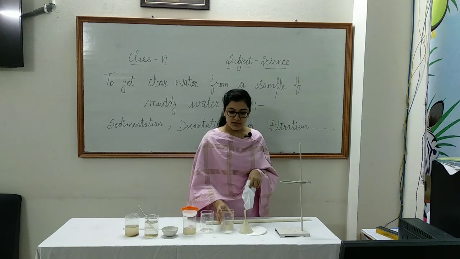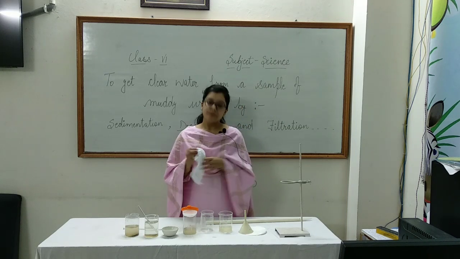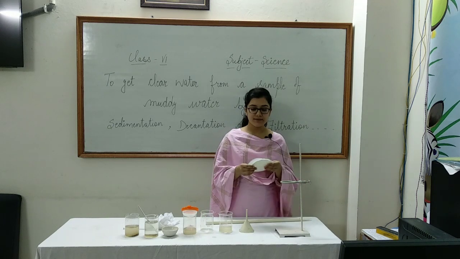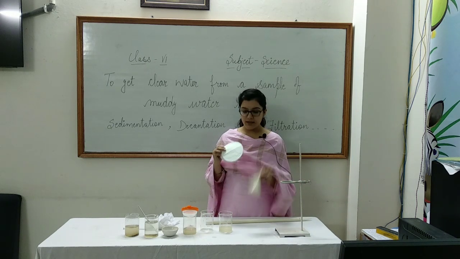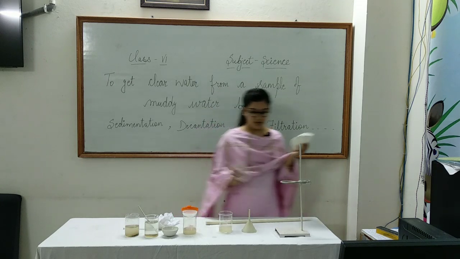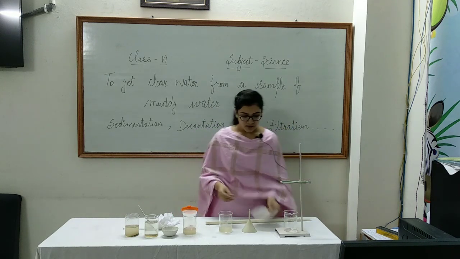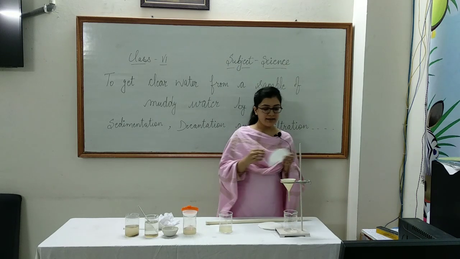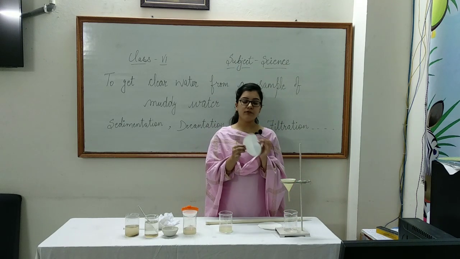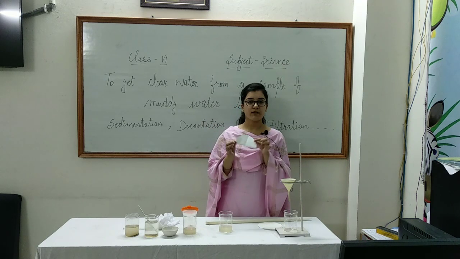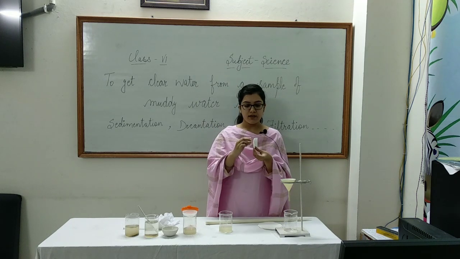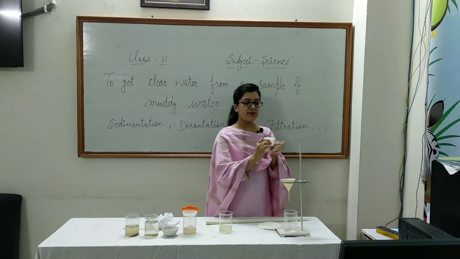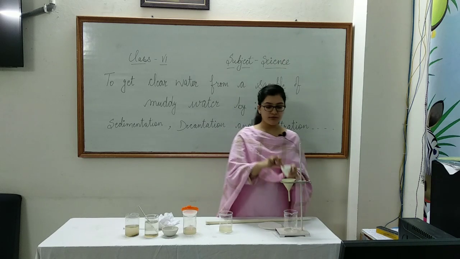So we will use another method, that is the filtration method. For the filtration method, we need a stand, a filter paper and a funnel as well as a beaker. First of all, fit the funnel in the stand and then take a filter paper, fold it in half, then again in half. You can see its shape is like a cone, and then open it from one end and fit it onto the funnel.